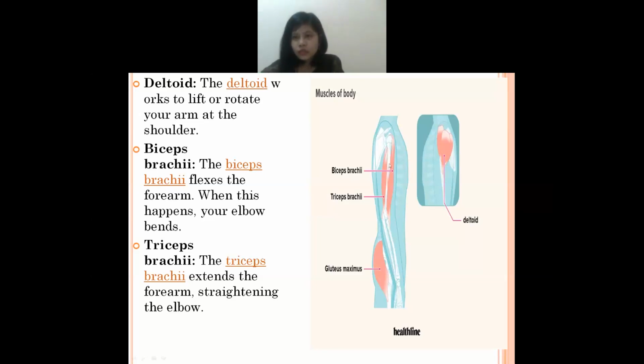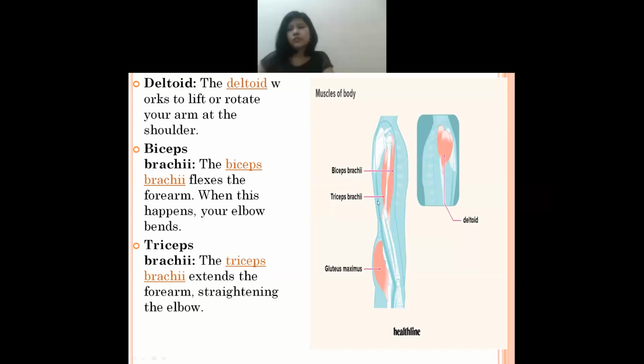Next is bicep brachii. So this part is your bicep brachii. They help you in what? They help you in flexing your forearm, in this way. This is known as flex, understand? So they help you in flexing your arms. When this happens, your elbow bends. When you flex your arm, what happens? Your elbow bends, no? It's bending, my elbow now. So who is responsible? Who is helping you in performing this? Bicep brachii. Okay, do you understand bicep brachii? Yes?